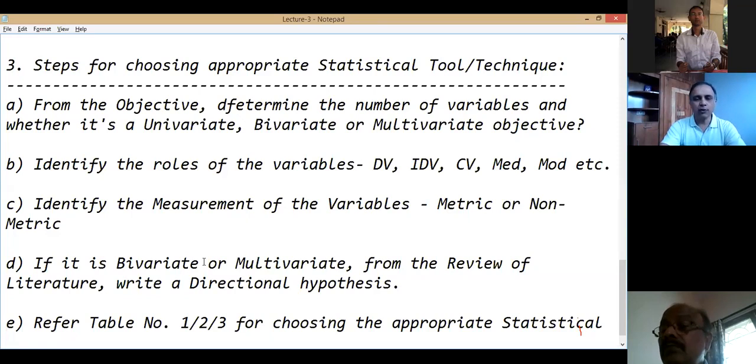MCQ questions will be either nominal or ordinal. Binary questions, either nominal or ordinal. Ranking questions, always ordinal. Scale questions are of 2 types: a simple formative scale is ordinal, and Likert scale is interval. Open-ended quantitative.